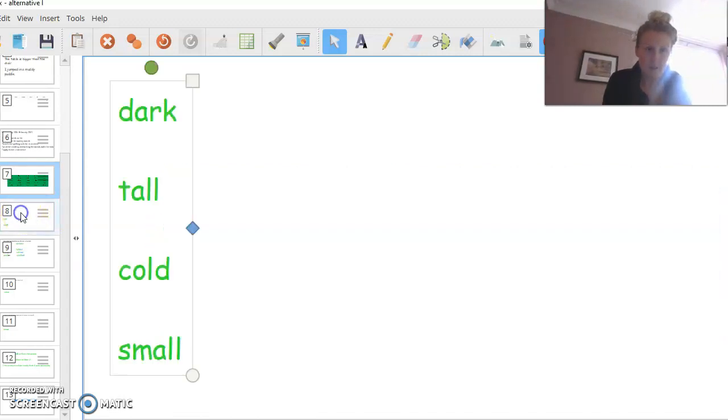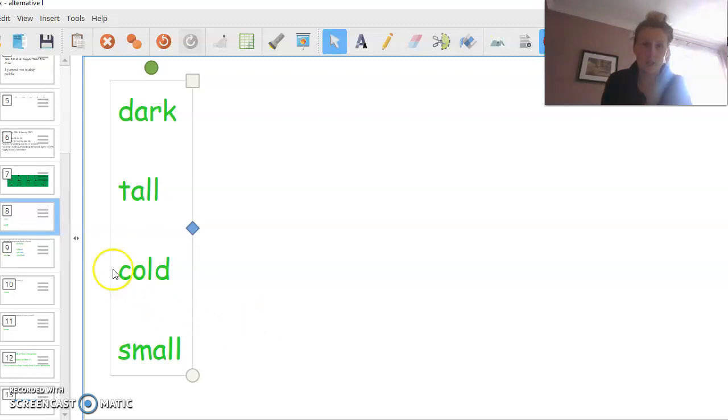Right, let's have a look at these words here. Let's read these words. Dark, you say. Tall, you say. I say cold, you say. I say small, you say. Okay, so today we're going to be adding the ER and the EST suffix to these words.